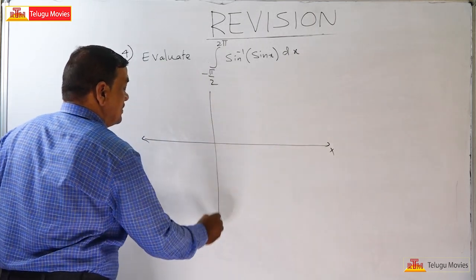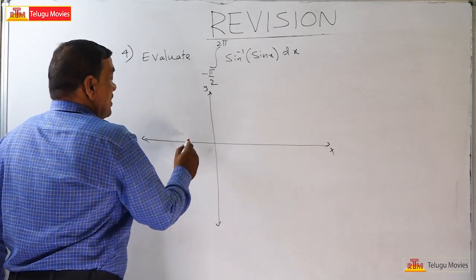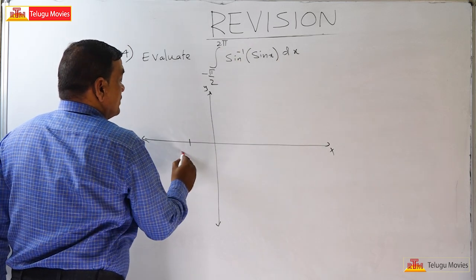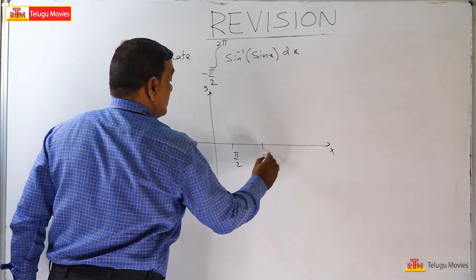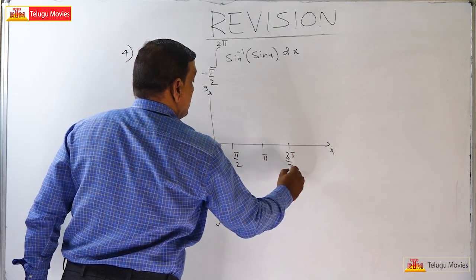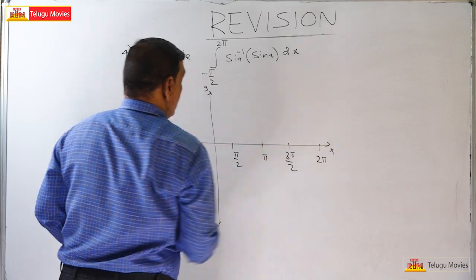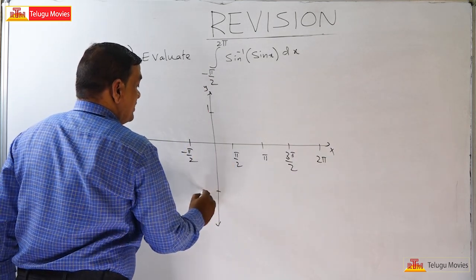It has an x-axis and a y-axis. Let us take from minus pi by 2 to 2 pi. So, this is minus pi by 2, this is pi by 2, this is pi, this is 3 pi by 2, this is 2 pi. And this is 1 and this is minus 1.